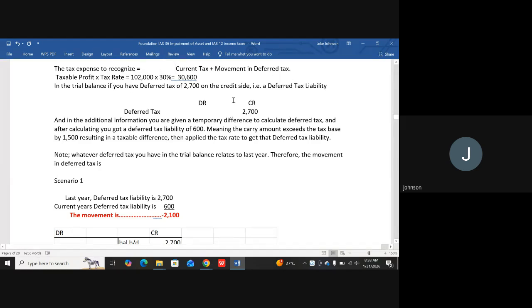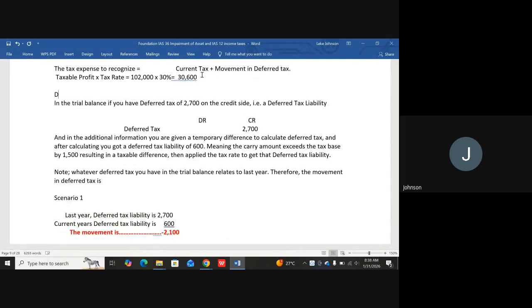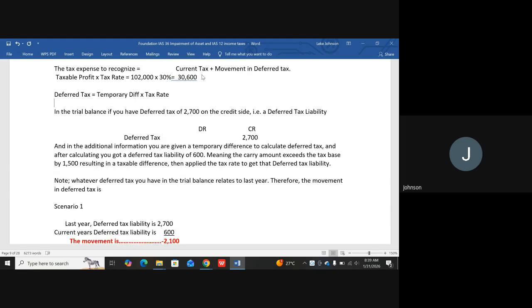So we already know what deferred tax is. To get a deferred tax, deferred tax is equal to temporary difference times the tax rate. Okay, so this is how we get our deferred tax. Temporary difference times the tax rate, and you know how to get the temporary difference when we look at the difference between carrying amount and the tax base.